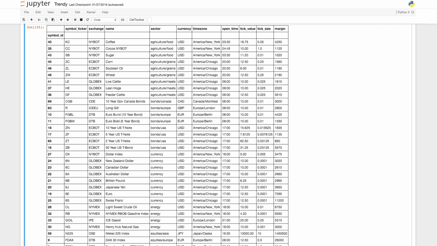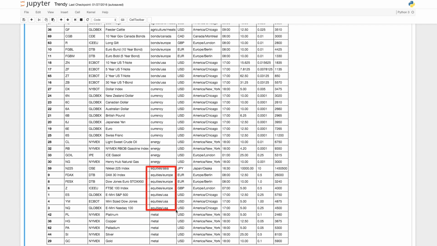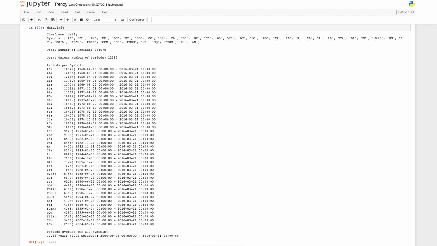Okay, let's go into it. First of all, here's a little overview of the markets I considered. I took agriculture related futures, bonds, currencies, energy markets, and of course some equities from around the globe and metal futures. And here's an overview of the data I used.